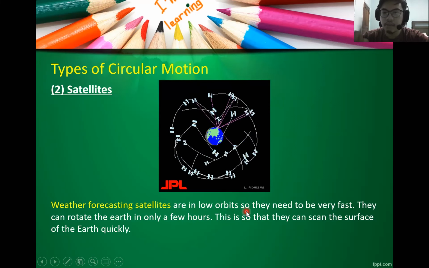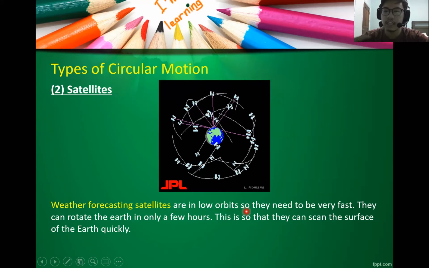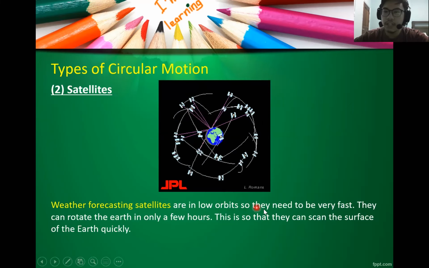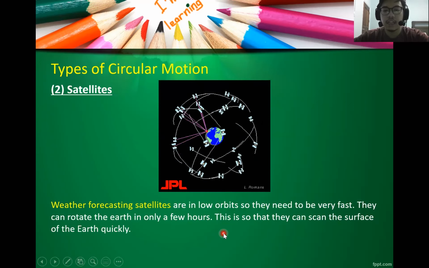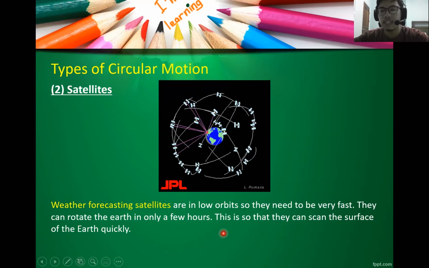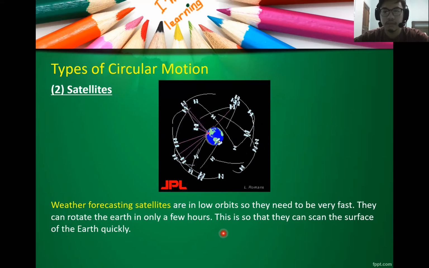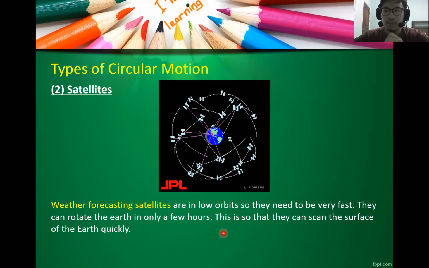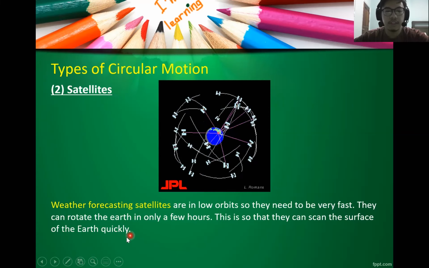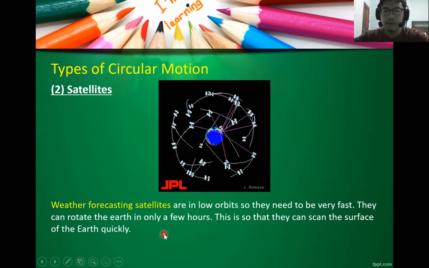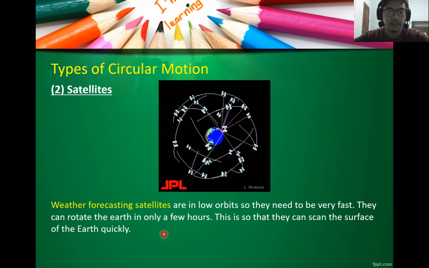That means they are moving around the Earth much faster than the communication satellite. Why do they have to move around much faster? That's because, again, they are there to give information about the weather as soon as possible. Okay, so they need to go around the Earth as quickly as possible. This is so that they can scan the surface of the Earth quickly and also give us the information of the weather quickly.